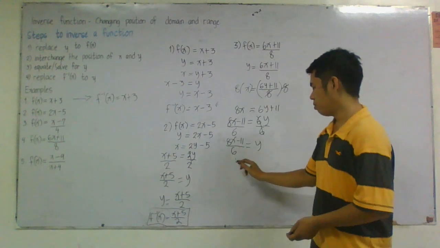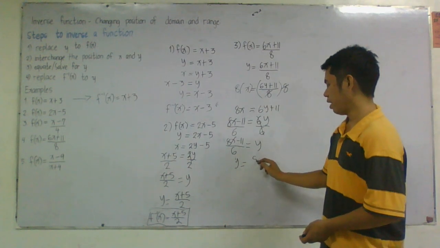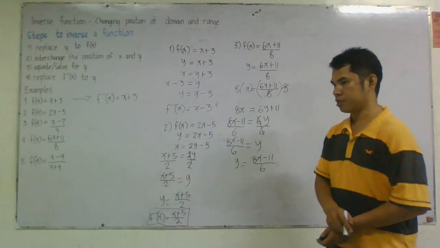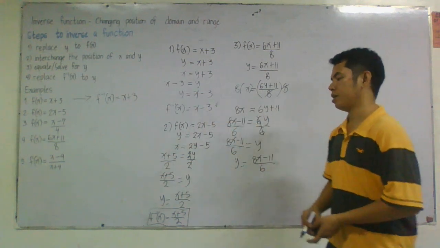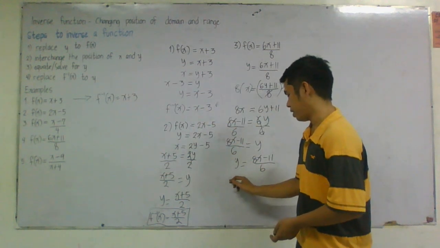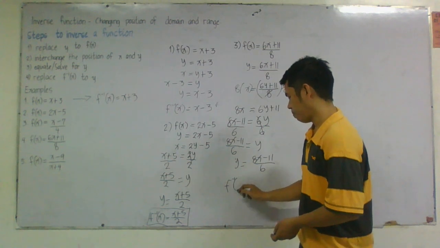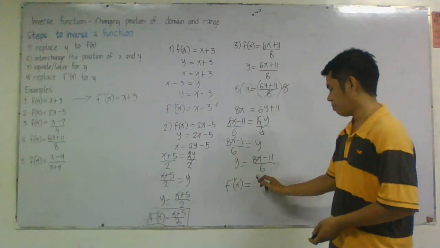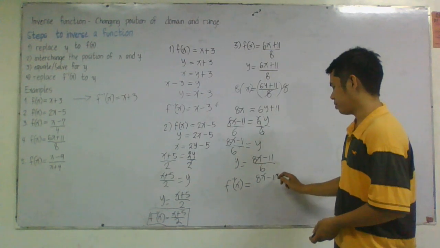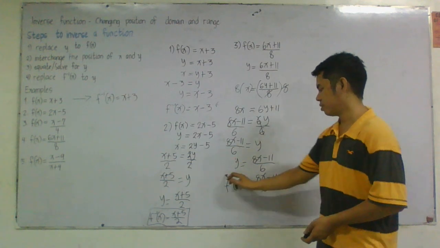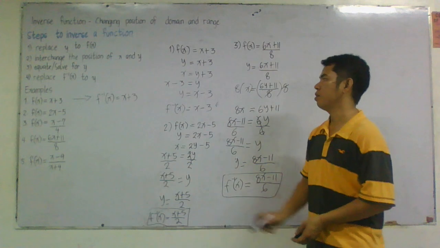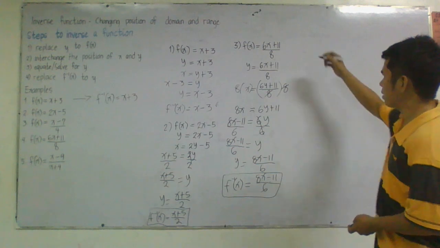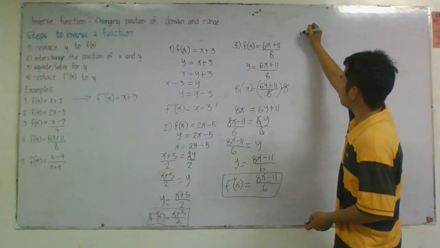Okay? Or y is equal to (8x minus 11) over 6. Then the last step is to replace y with f raised to negative 1 of x. Then we have (8x minus 11) over 6. So this is the inverse function of example number 3. Okay? How about number 4?